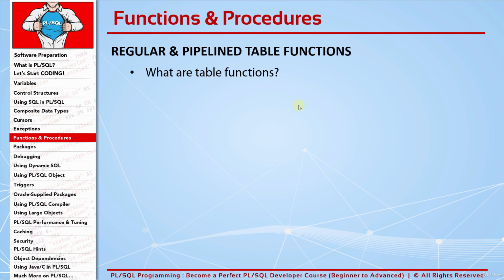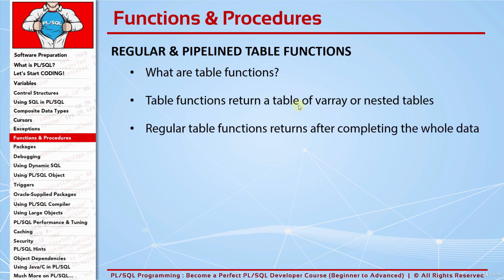The collection of rows means either a nested table or a V-array. That means table functions are the functions that return a nested table or a V-array. And we can query from these functions just like a table. Now, between the regular and pipeline table functions, there is only one but efficient difference in functionality.